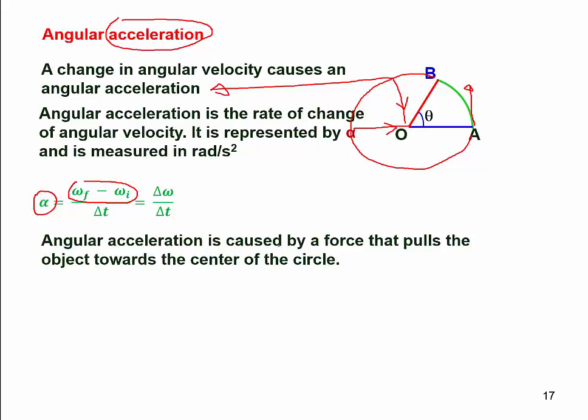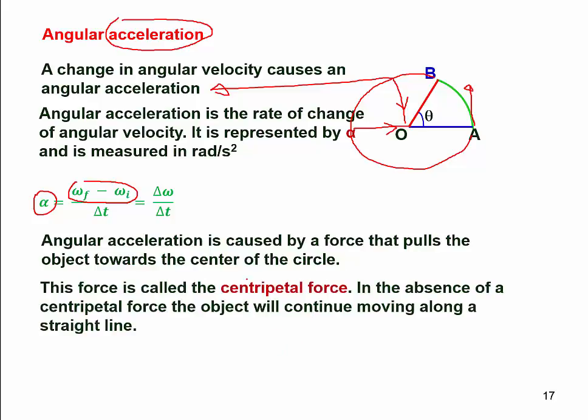Angular acceleration is caused by a force that pulls the object towards the center of the circle. I just showed you that without this force, the object cannot be made to move in a circle. The moment this force disappears, the object is going to go along the tangent of the circle. So angular acceleration is caused by a force that pulls the object towards the center of the circle. And this force is called the centripetal force.